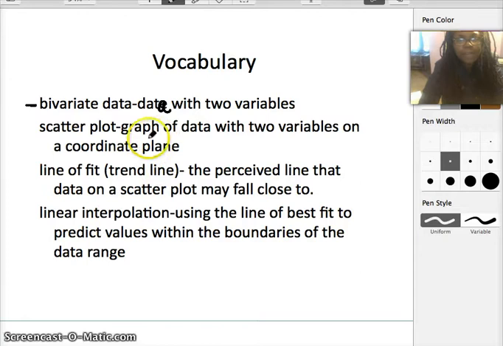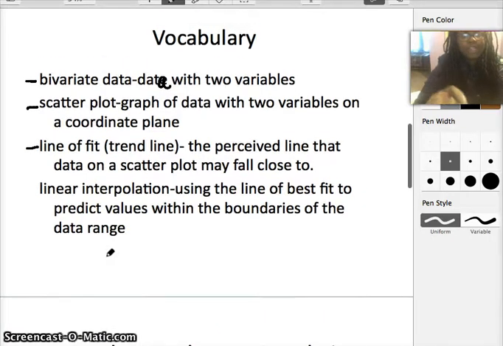Okay, scatter plot is a graph of data with 2 variables on a coordinate plane. And you guys are familiar with that. A line of fit is also referred to as the trend line. And this is the perceived line that data on a scatter plot may fall close to. And we'll look more at that. This is kind of the new piece that we're adding this year as opposed to last year.